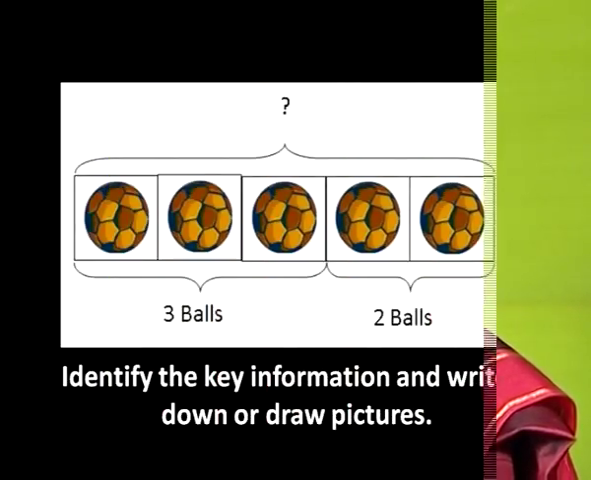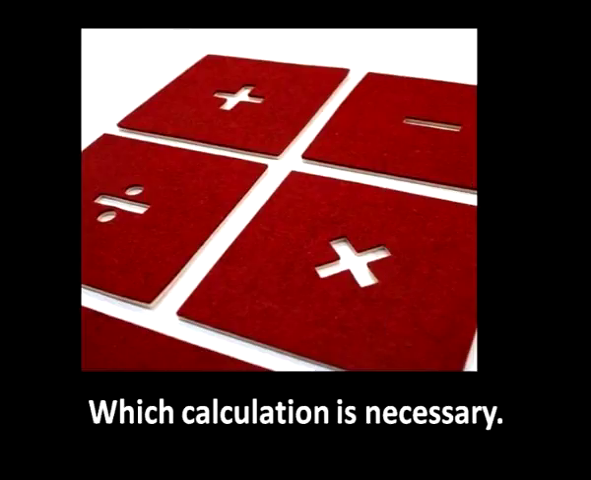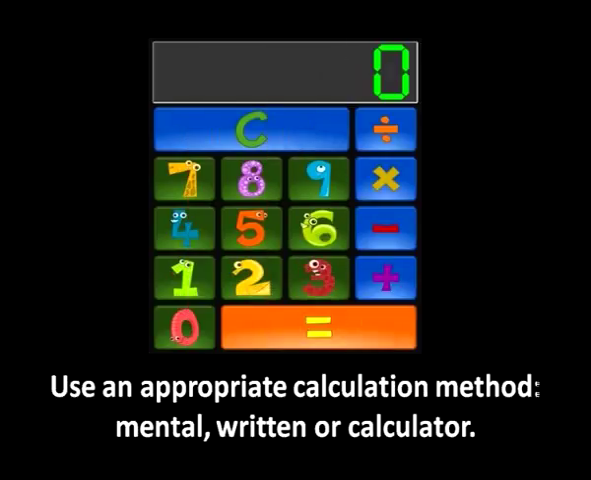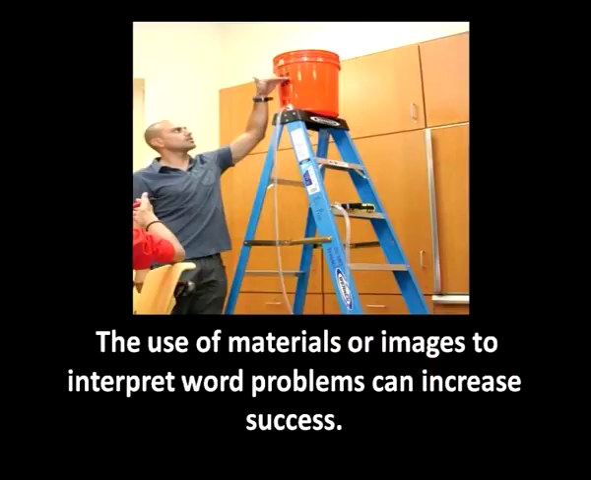Read the problem. Identify the key information and write it down or draw pictures. Decide which calculation is necessary. Use an appropriate calculation method, mental, written, or calculator. Interpret the answer in the context of the problem. Pupils may learn how questions are constructed if they invent their own word problems. The use of materials or images to interpret word problems can increase success.